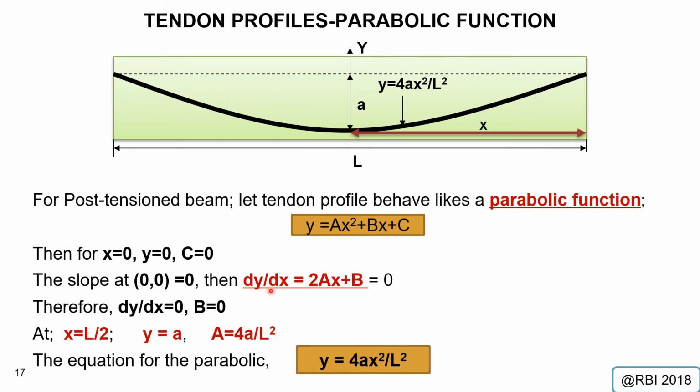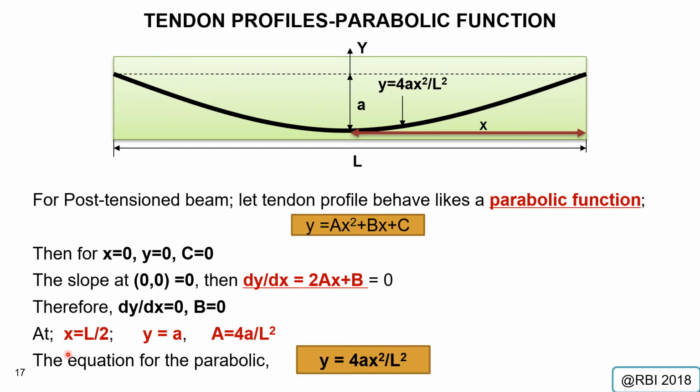So when you differentiate the parabolic function equation, dy over dx, you will get 2ax plus b, which is equal to 0. The slope is normally represented by the differentiation dy dx. Therefore, dy dx equal to 0 gives you b equal to 0. Alright, so you will end up with b equal to 0.